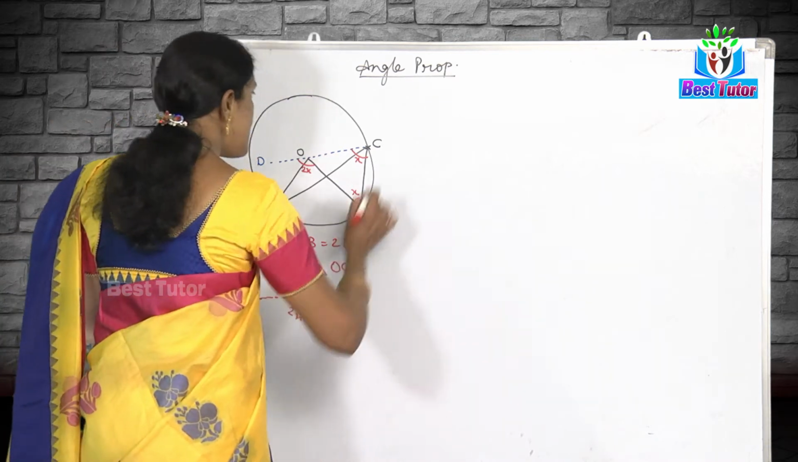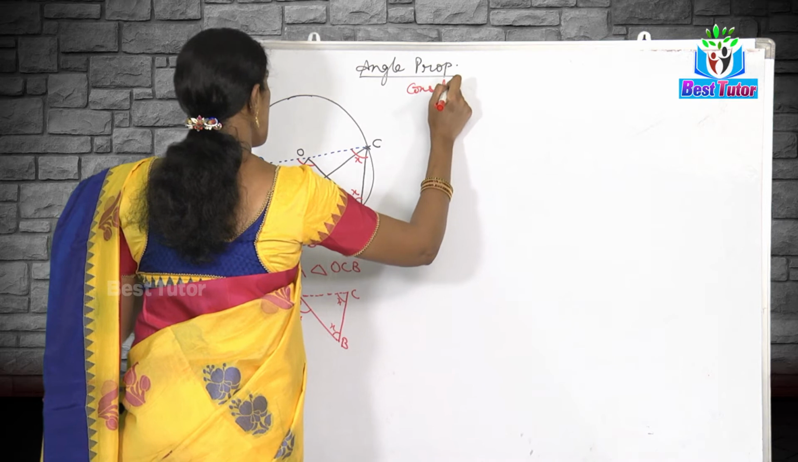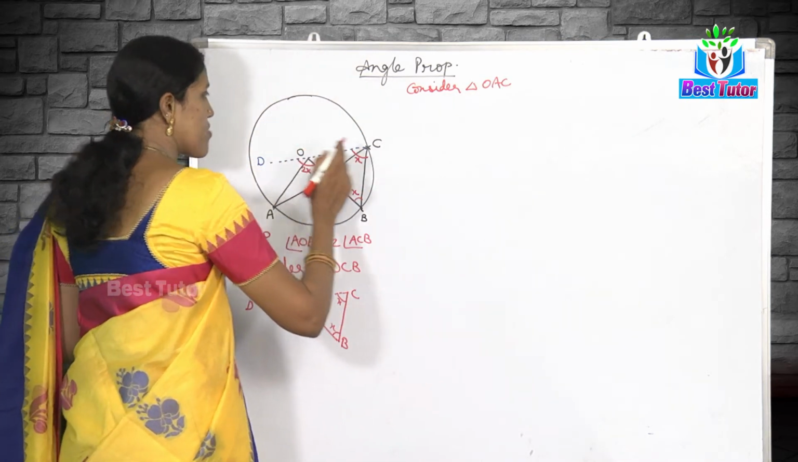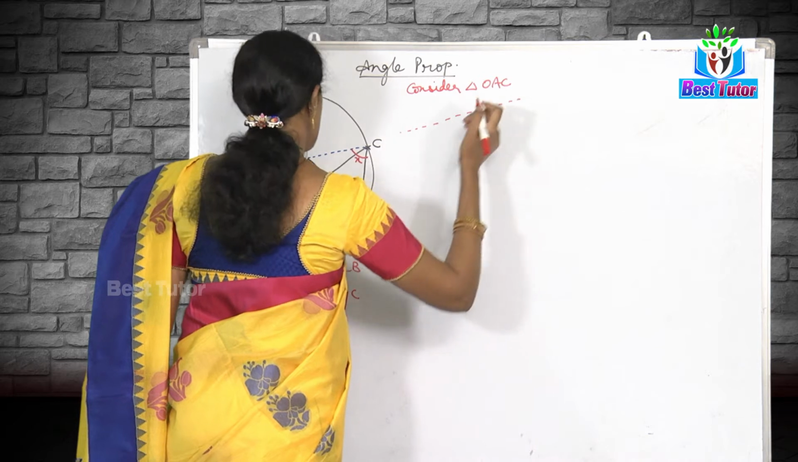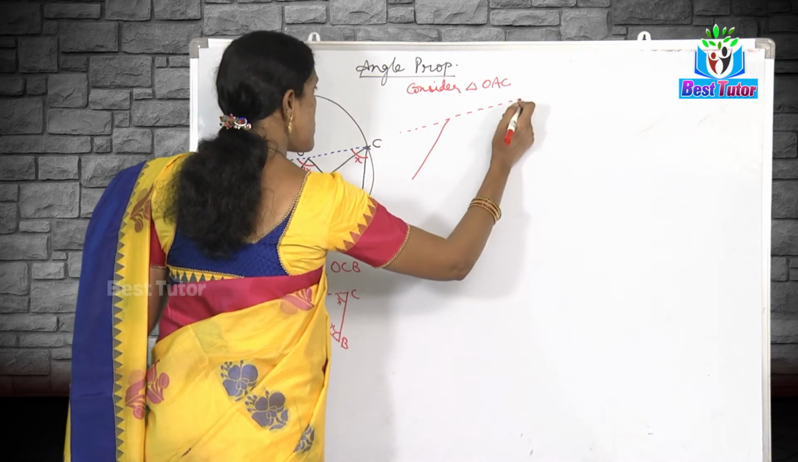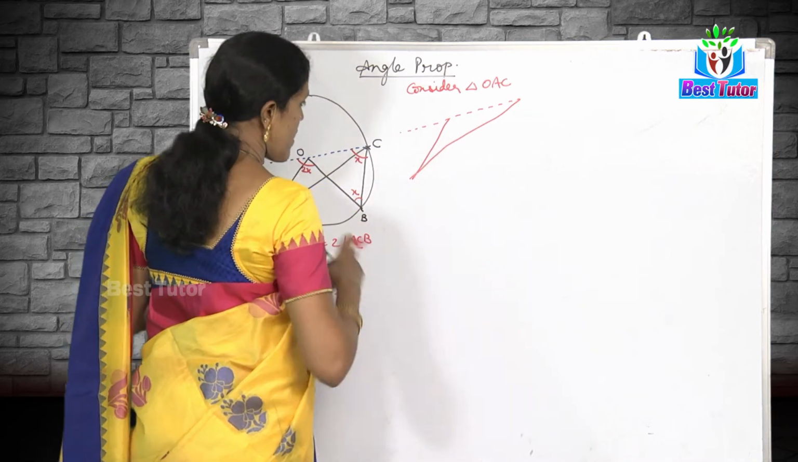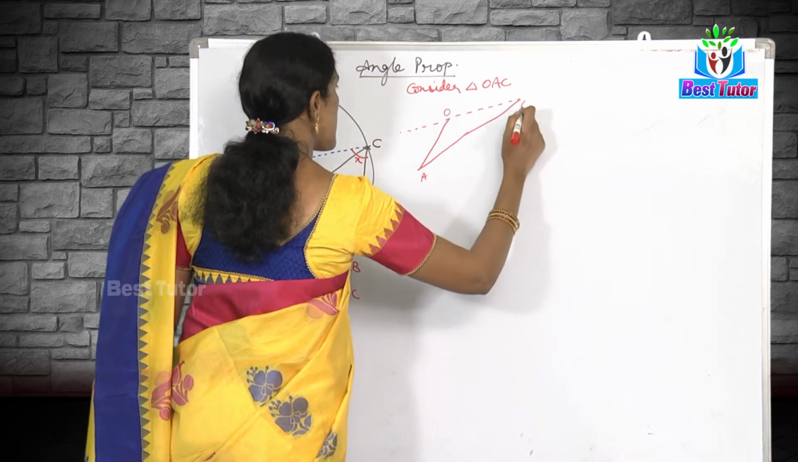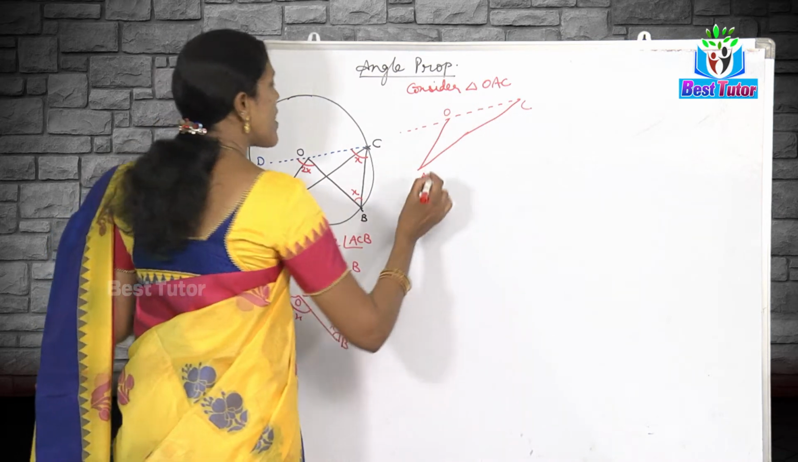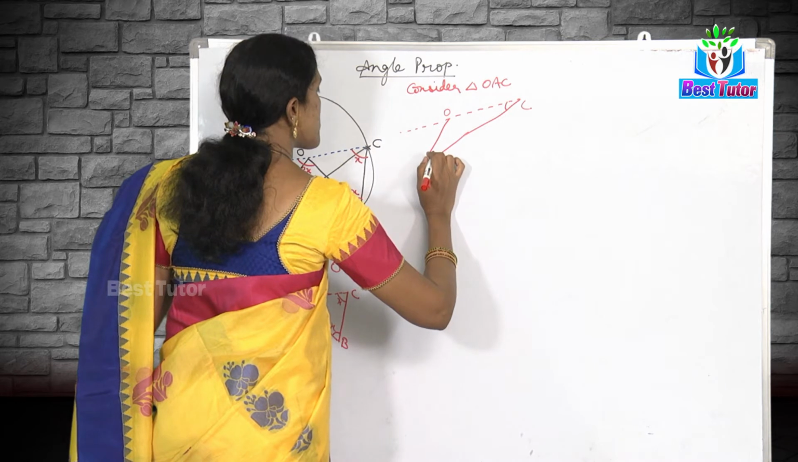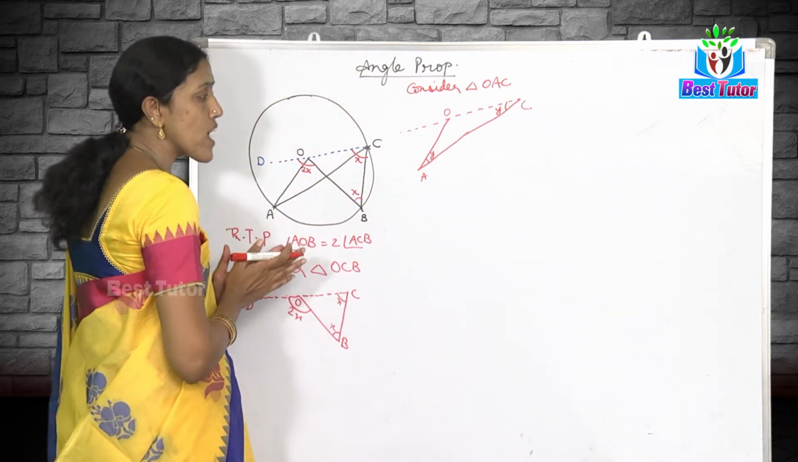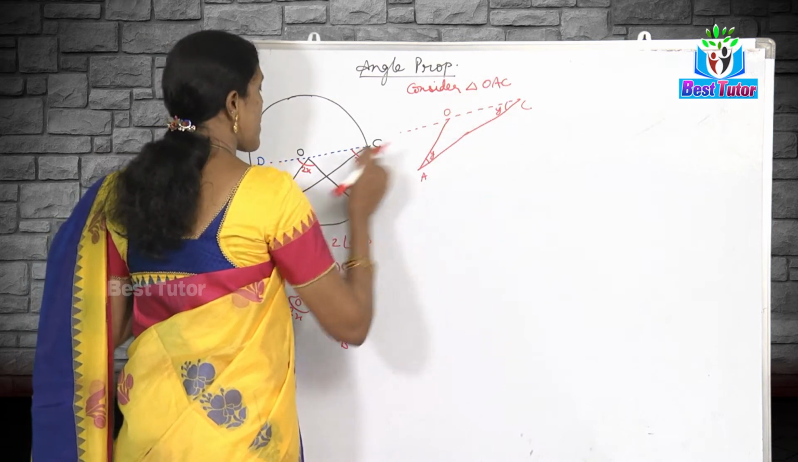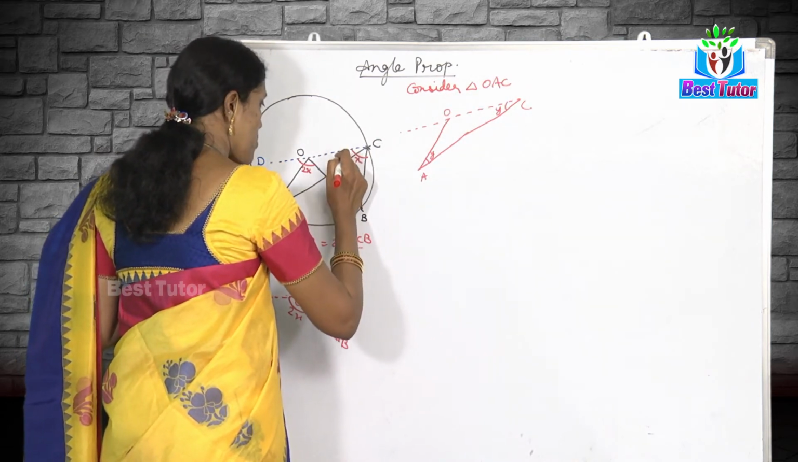Done. Now, we will consider triangle OAC. Let us draw it separately. This is triangle OAC. Now, again OA and OC are the radii of the circle, so they are equal. The angles opposite to equal sides are equal. Let me assume that this is y, then this is also y. So, which angles are y? Angle OAC is equal to y and angle OCA is equal to y. So, this part is y.